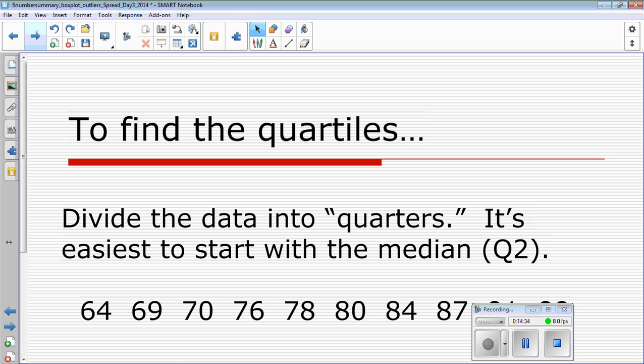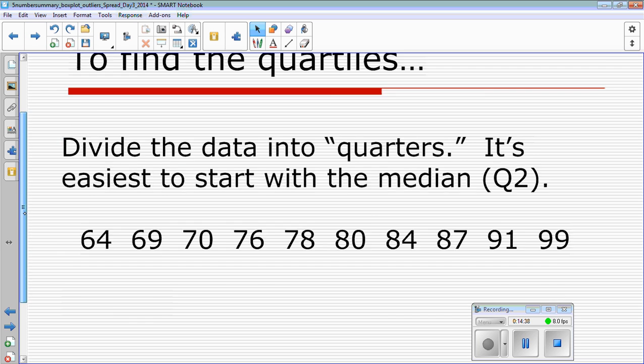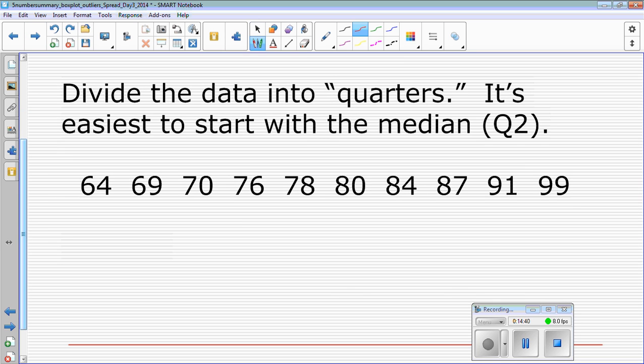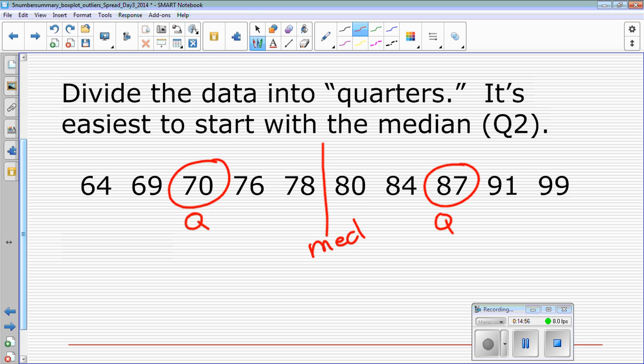The quartiles, if we were going to do them by hand, once we have where the median is, the lower quartile is simply going to be the middle of the lower half. And then over here we have the middle of the upper half. So we have Q1, we have the median, we have Q3, we have the max, and we have the min.